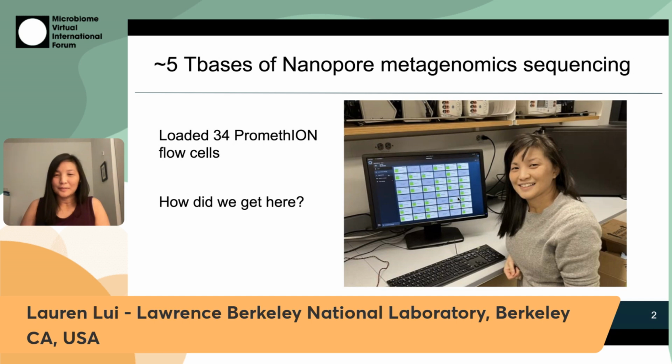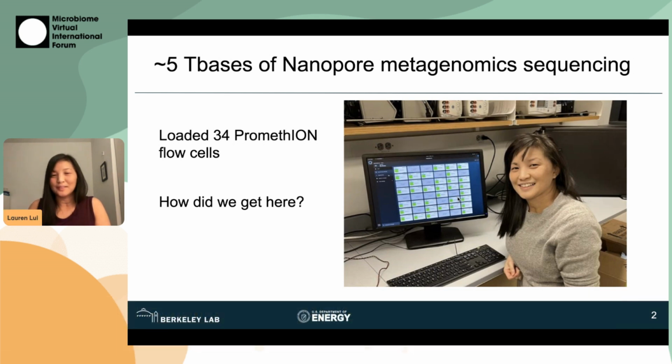So this is me after 5 hours of loading 34 Promethean flow cells. I look really happy because all of them are green, so that means they didn't get any air bubbles in here. Basically each flow cell gives you about 1 to 2 terabytes of raw data, and that translated into approximately 5 terabases of nanopore metagenomics data. And so I'm going to be talking today about how I got here.